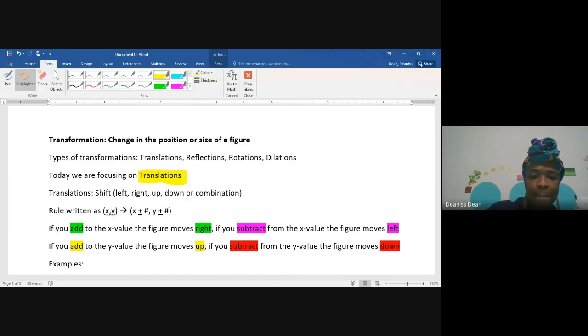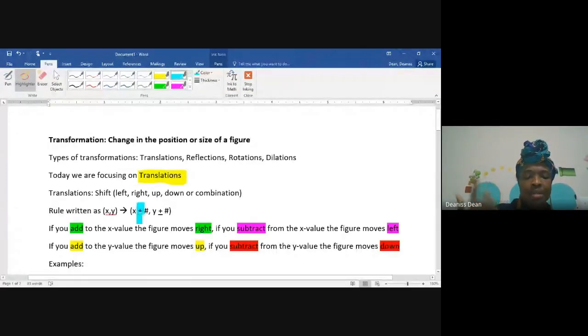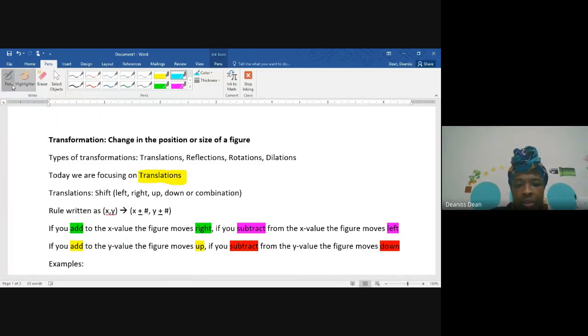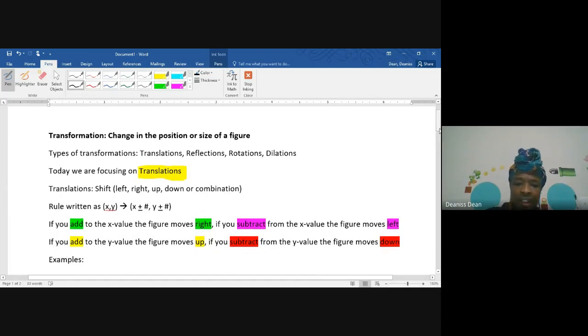But basically, right here in the middle, you see this plus sign that's underlined in between. That's plus or minus. So that's all that's saying. If you add to the X value, the figure moves to the right. If you subtract from the X value, the figure moves left. If you add to the Y value, the figure moves up. If you subtract from the Y value, the figure moves down. So that's just the basic stuff there.